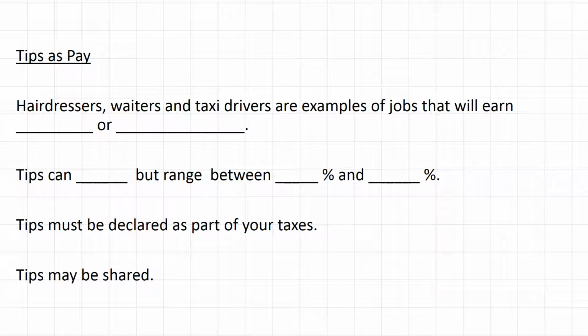So hairdressers, waiters, taxi drivers, they're all examples of jobs that will earn tips. Another word for tips is gratuities. And tips can vary. They are not fixed in a contract, but they typically range between 10 and 20%.